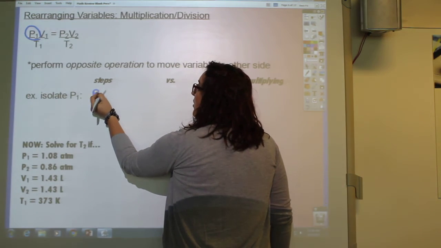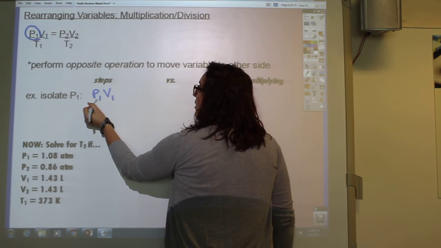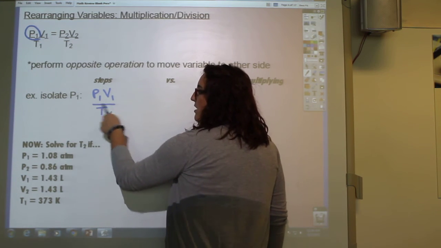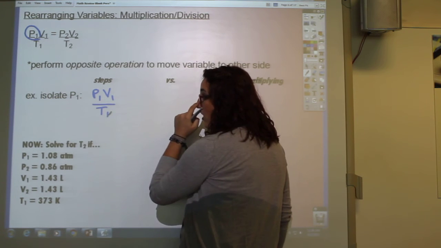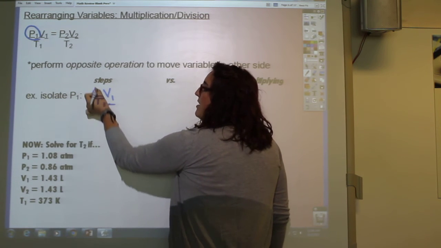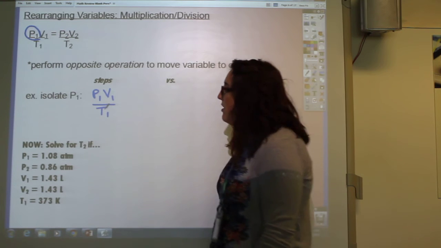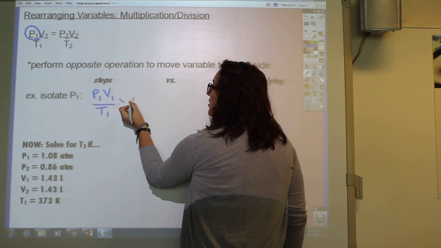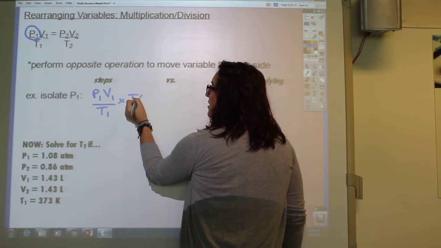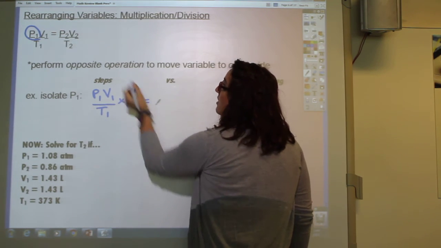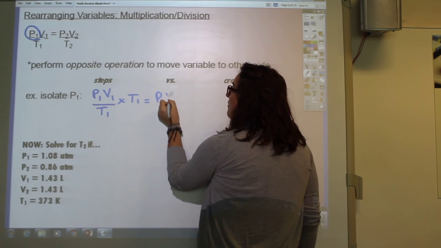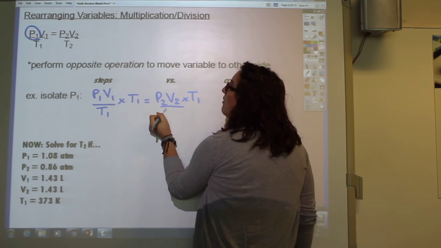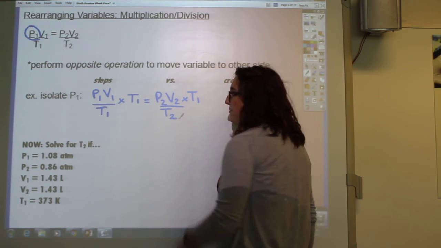So I've got P1, V1 over T1. Now we know if we want to get this to be away from the P1, right now it is being divided into P1. So that means we have to multiply it. So I'm going to multiply by T1 on both sides. So P2, V2 times T1 over T2.